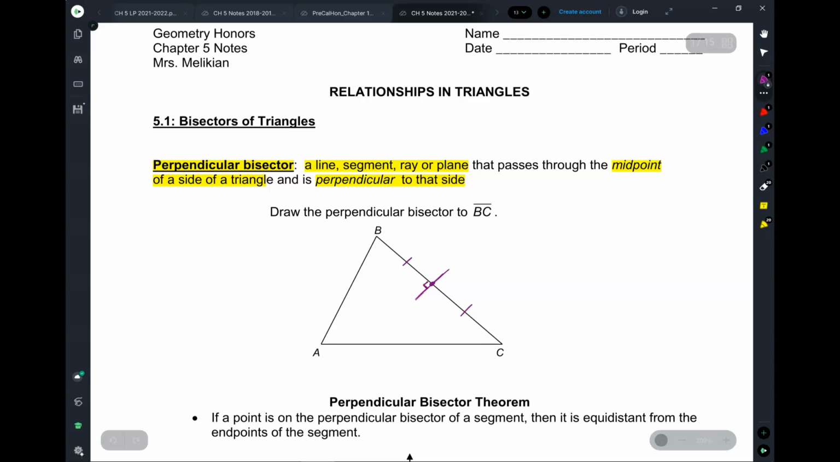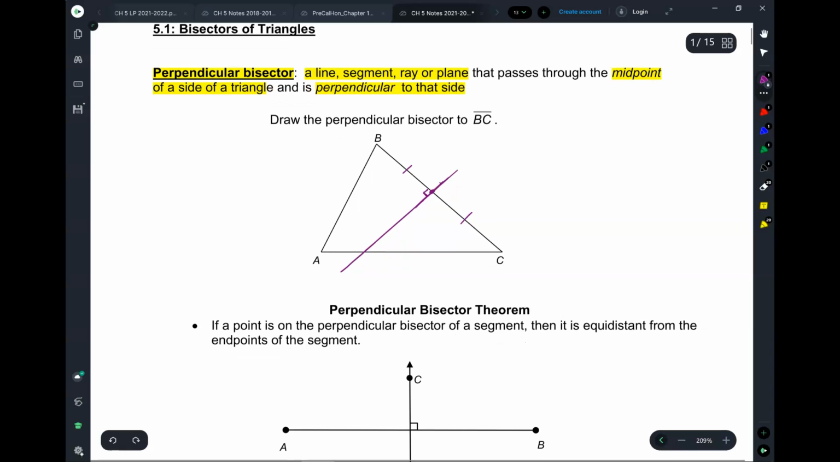And so if you use your ruler and extend that line, okay, that is a perpendicular bisector, because it is a line or a segment or a ray that divides BC into 2. It's a segment bisector, but it's also perpendicular to it, so it's a perpendicular bisector.